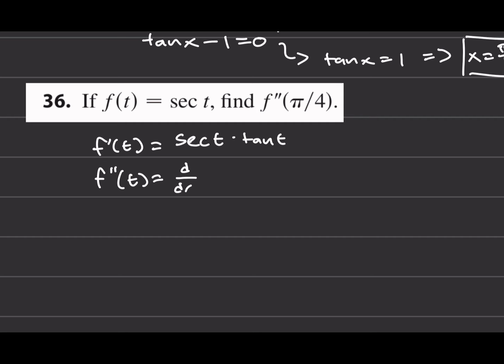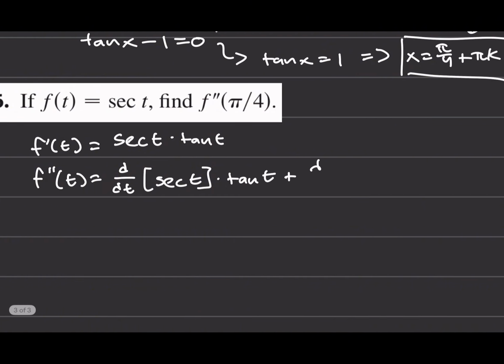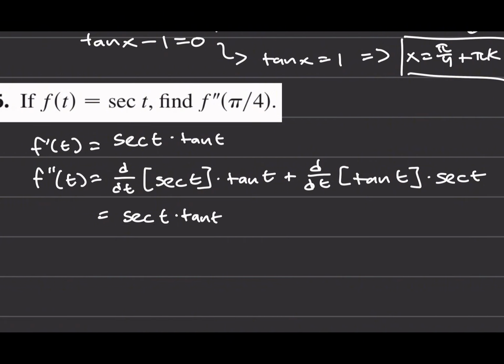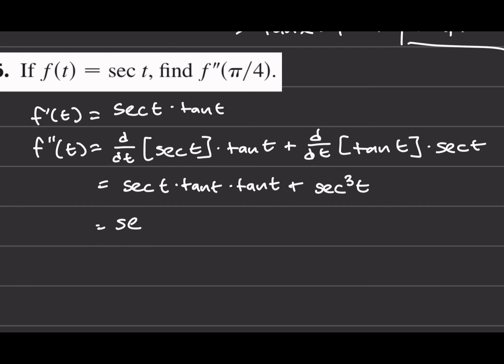Derivative of secant t times tangent t, plus, then we're going to do the other one, derivative of tangent t times secant t. That is going to be equal to secant t times tangent t again, plus secant cubed of t. Remember, I just condensed that. Nothing too fancy there. Again, that's just equal to secant t times tangent squared t plus secant cubed of t.